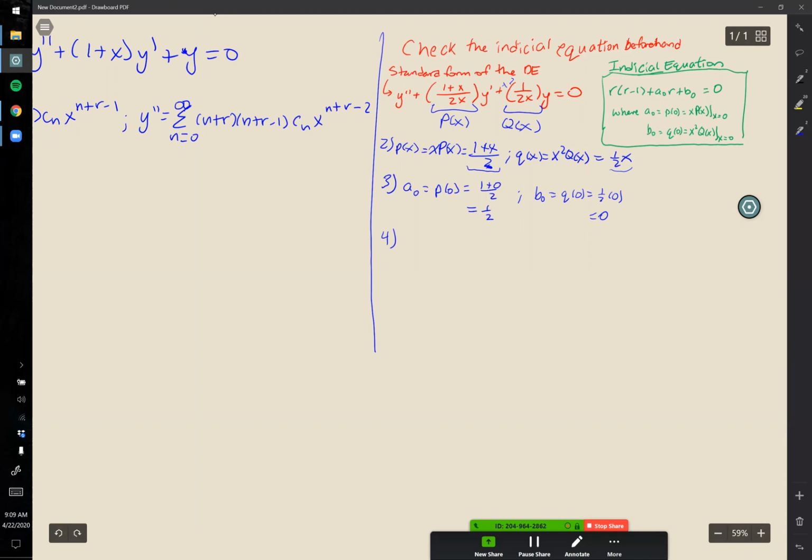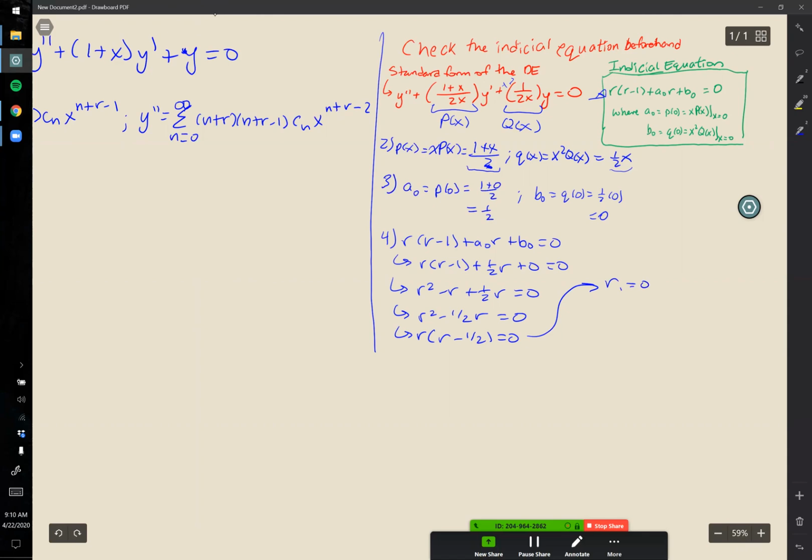And so step 4 is that we just plug into the formula. I have it right here. So the formula is r times r minus 1 plus a naught r plus b naught is equal to 0. You plug that in, you get r times r minus 1 plus 1/2 r plus 0 is equal to 0. You get r squared minus r plus 1/2 r equals 0. And you get r squared minus 1/2 r equals 0. Factor out an r, and you get r times r minus 1/2 equals 0. And so this tells me that r1 is going to equal 0, and r2 is going to equal 1/2, like that.